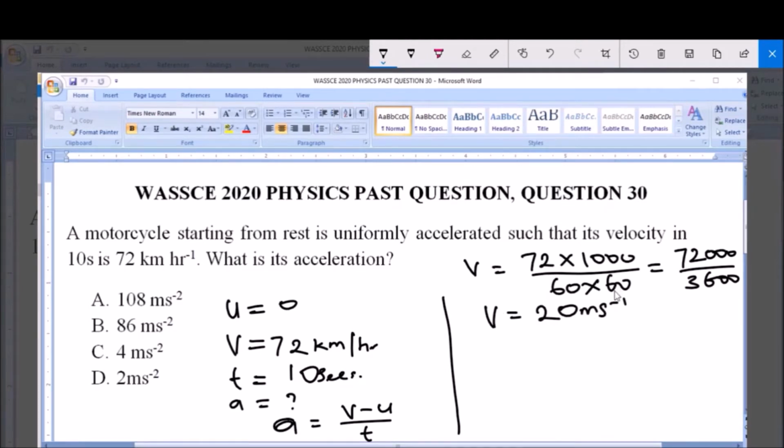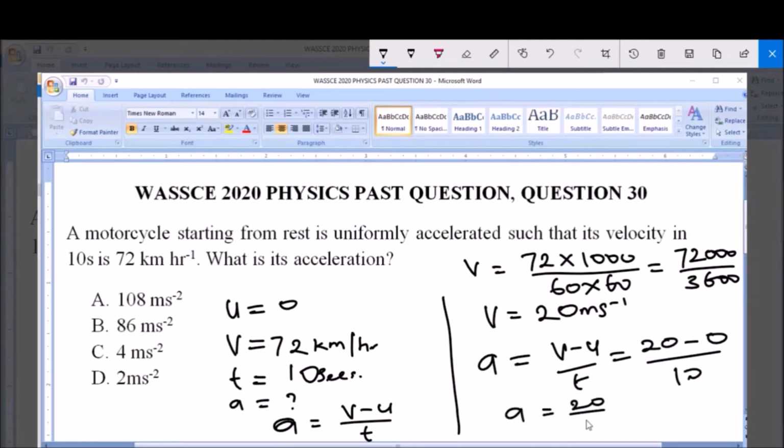Now we can continue. So a, acceleration, is equal to v minus u all over t, and this is equal to final velocity 20 minus initial velocity 0, all over time taken 10. So a is equal to 20 over 10, and this is equal to 2 meters per second squared. So 2 meters per second squared is the acceleration, and that is option D.